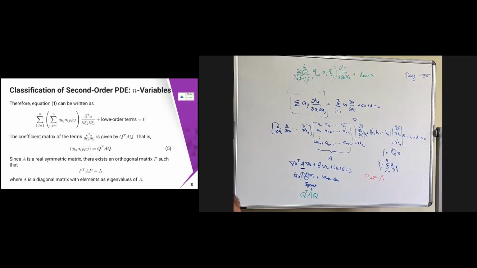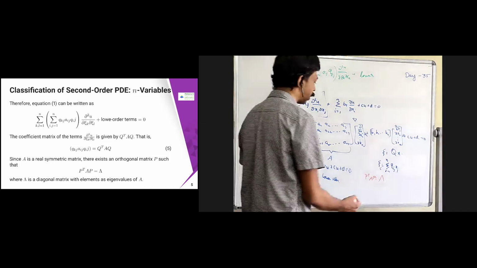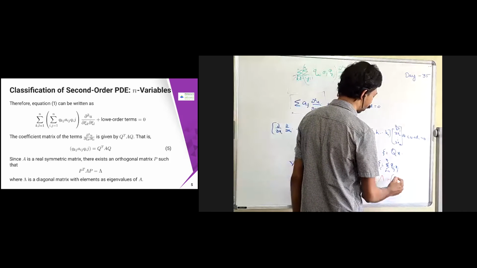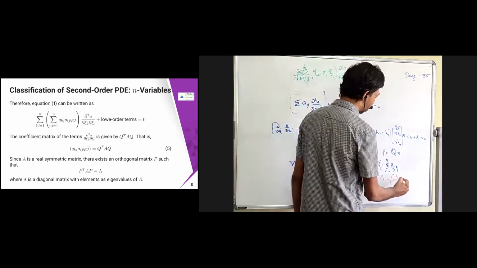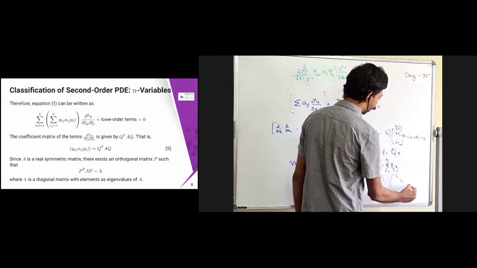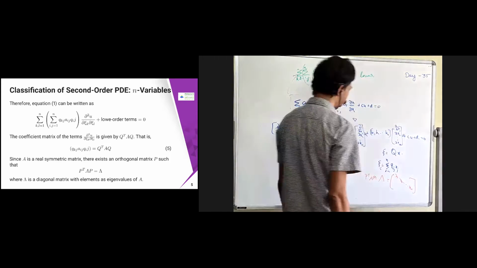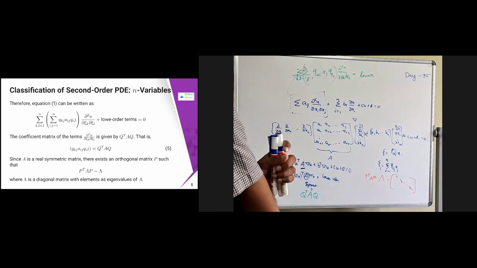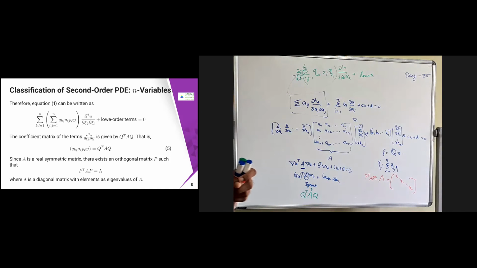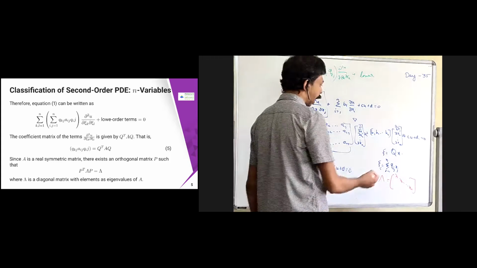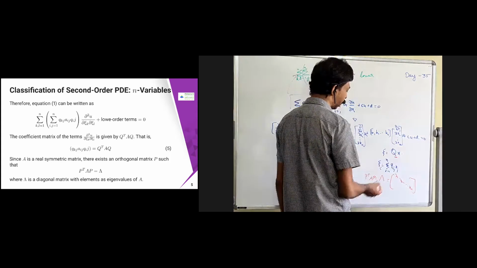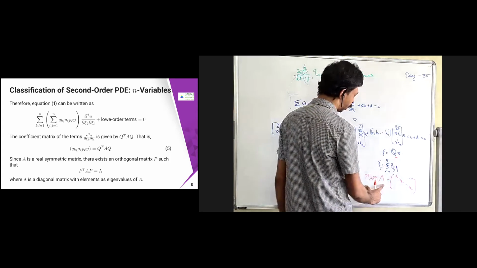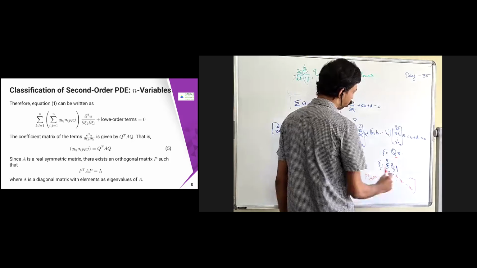Therefore, all its eigenvalues are real. Therefore, this lambda is also going to be real. So I can just write it as lambda 1, lambda 2, up to lambda n. Now what you can do is choose chi equal to Qx. Suppose you choose your Q in such a way that it is an orthogonal matrix. If it is an orthogonal matrix, it gives this property: Q transpose A Q equal to lambda.